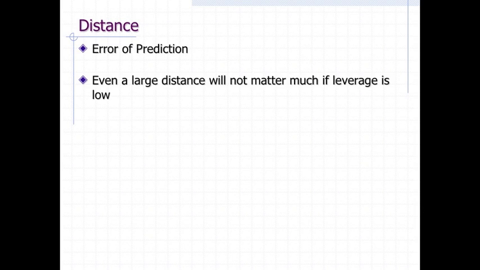The distance of an observation is based on the error of prediction for the observation. The greater the error of prediction, the greater the distance. However, even an observation with a large distance will not have that much influence if its leverage is low. It is the combination of an observation's leverage and distance that determines its influence.